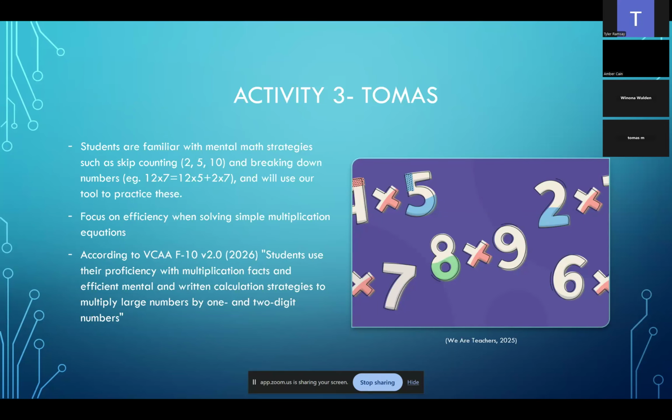The third activity has the assumption that students are familiar with mental math strategies, such as skip counting and breaking down numbers, and we'll use our tool to practice these. The activity has a focus on efficiency when solving simple multiplication equations, and according to VCAA, students use their proficiency with multiplication facts and efficient mental and written calculation strategies to multiply large numbers by 1 and 2 digit numbers.